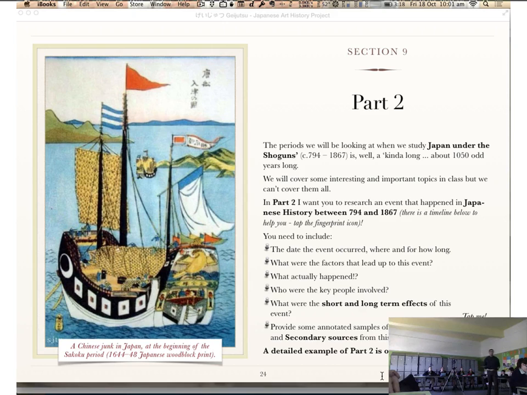What actually happened is probably important. What happened in this event? What went on? Who were the key people involved? Who are the main people involved in the event you're going to be talking about? One of my favourites: what were the short-term and long-term effects? What were the effects of this particular event you're researching? And then finally, provide some annotated samples, so we're bringing that back again.